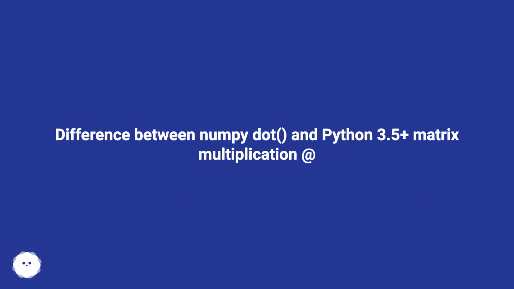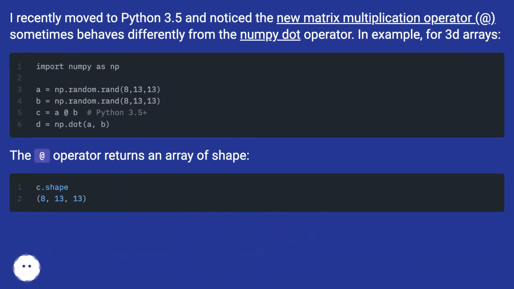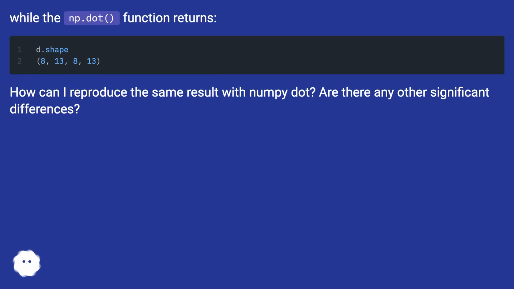Difference between NumPy dot and Python 3.5 plus matrix multiplication operator @. I recently moved to Python 3.5 and noticed the new matrix multiplication operator, @, sometimes behaves differently from the NumPy dot operator. An example for 3D arrays. The @ operator returns an array of one shape, while the NumPy dot function returns another. How can I reproduce the same result with NumPy? Are there any other significant differences?